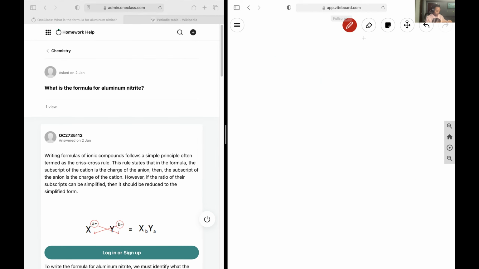Okay, next up, we would like to get the formula for aluminum nitrite. So what we're going to do is use the crisscross rule, and that's used when we have an ionic compound. We're going to use its oxidation state in order to get their formal charges.